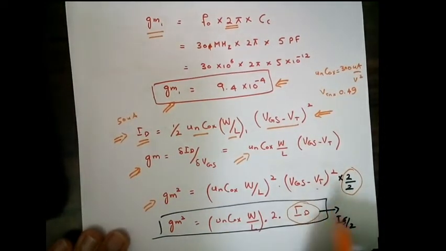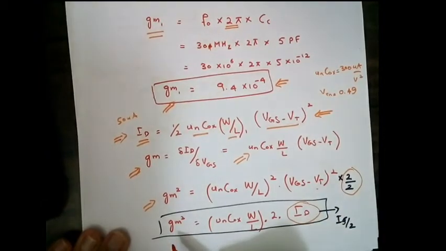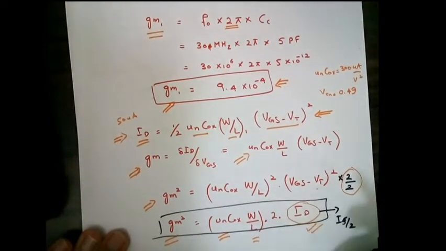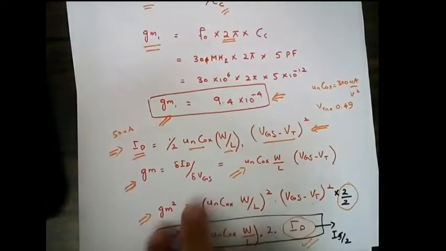So why not replace this ID, and we will be left with gm square equals mu naught Cox W by L times 2 times ID. And in this equation, ID is known, we just found it in the previous step. gm is known, we just found it now. Mu n Cox is provided to us, so we can safely find W by L, which is the desired stuff. So let's place in and find out the W by L.